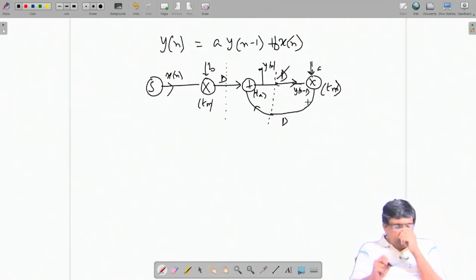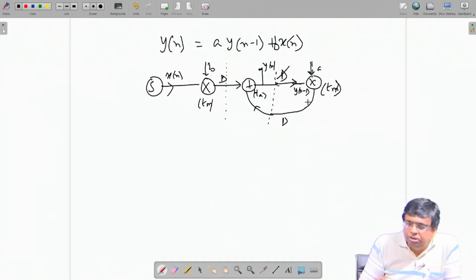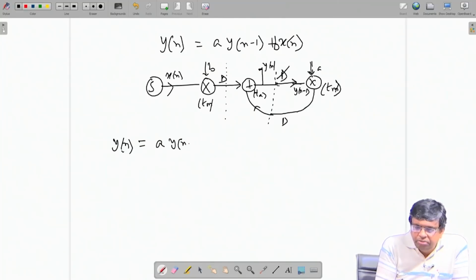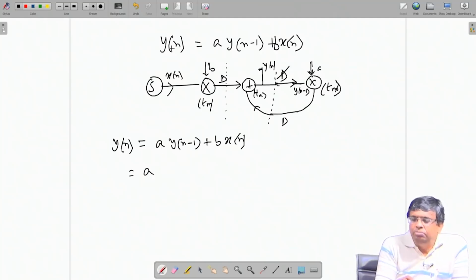All right. But can I bring down the critical path by some trick? The trick I can play here, look at this equation, y n is equal to a times y n minus 1 plus b x n. Why n minus 1? I replace the left hand side by n minus 1. So, this becomes n minus 2, this becomes n minus 1.